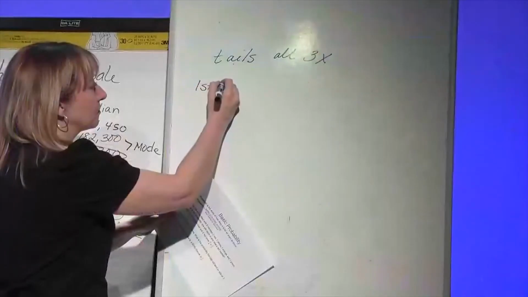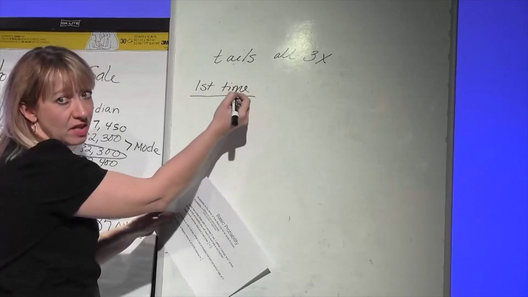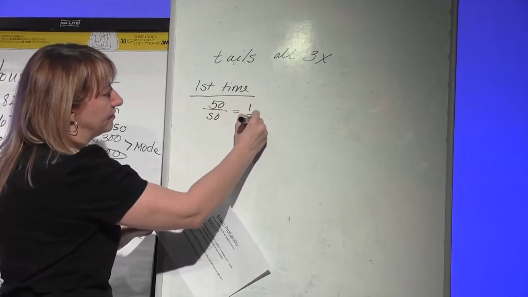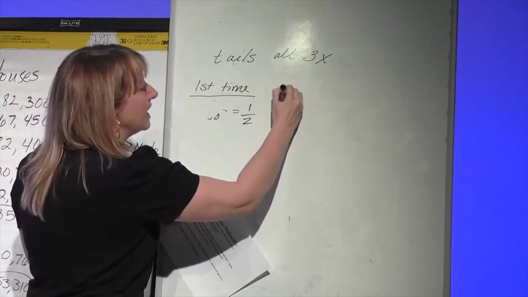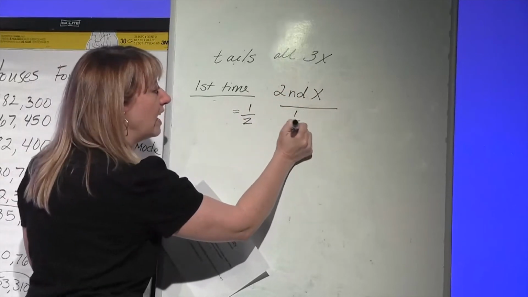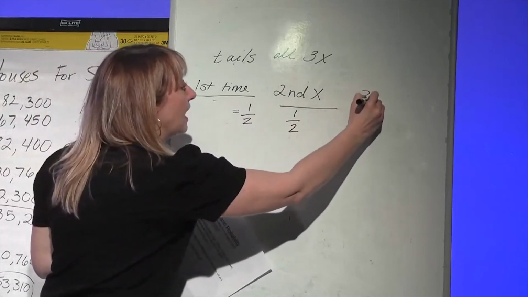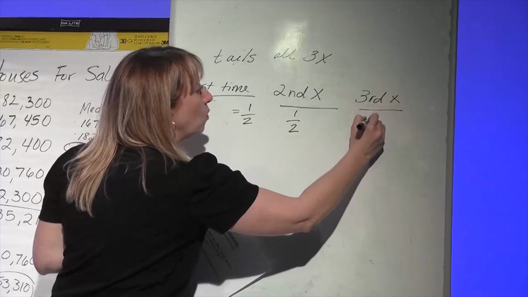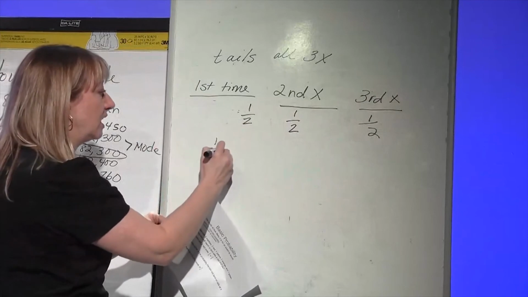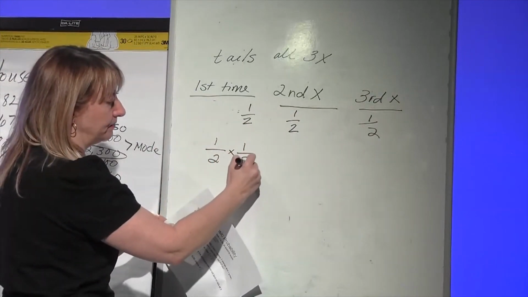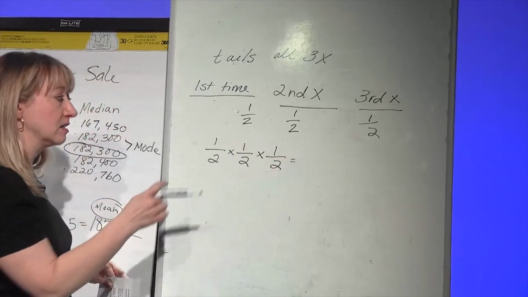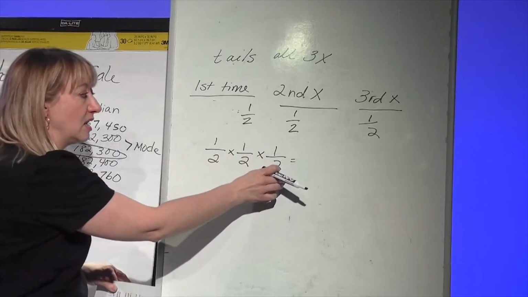So we want it to be on tails all 3 times. The first time, the chance of it landing on tails is 50-50, or 1/2. The second time is also 1/2. Again, 50-50 chance. The third time, it's going to be 1/2 again. So each time, it's a 50-50 chance, or a 1/2 chance, that it will land on heads or tails. So we're just going to multiply the first chance times the second times the third.